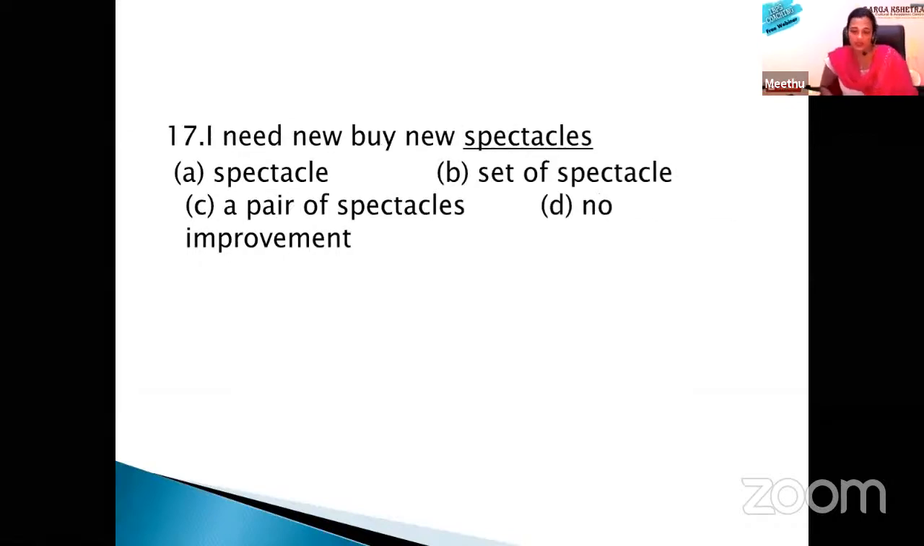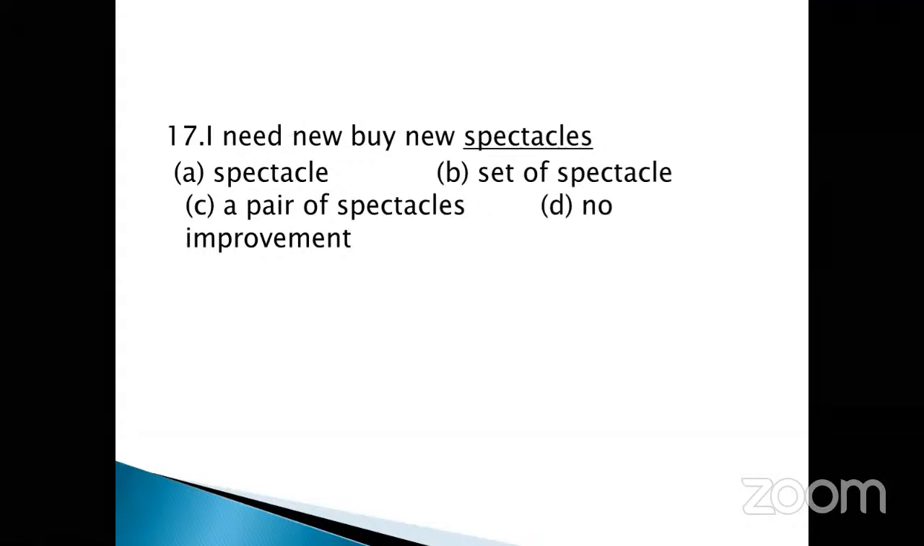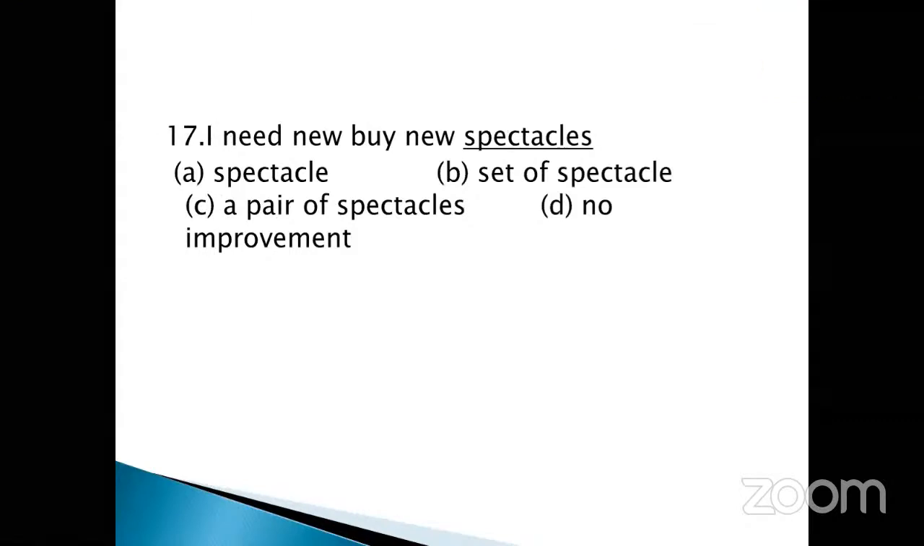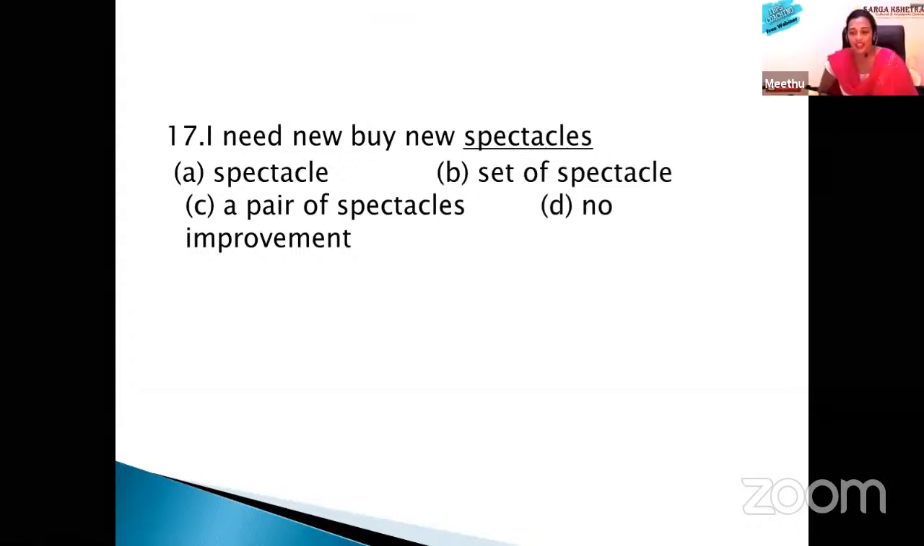Okay, the next question. A very important, common mistake that people make. "I need to buy new spectacles." A, spectacle. B, set of spectacle. C, a pair of spectacles. And D, no improvement. Option C. Very good. That's option C, a pair of spectacles.